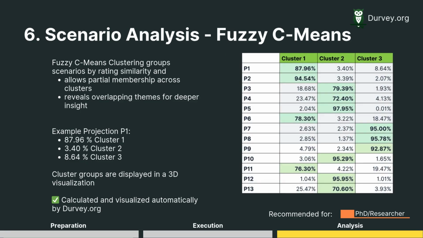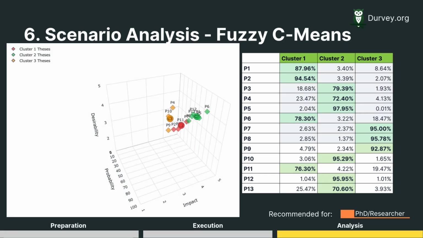For example, in projection P1, we see 87.96% membership in Cluster 1, 3.4% in Cluster 2, and 8.64% in Cluster 3. That means this scenario is strongly associated with Cluster 1, but still linked to other themes. These clusters are displayed in an interactive 3D visualization, making it easy to spot connections, overlaps, and strategic patterns at a glance.